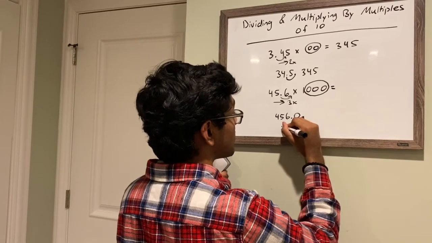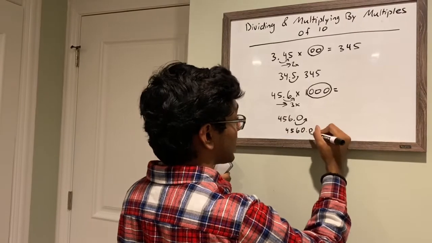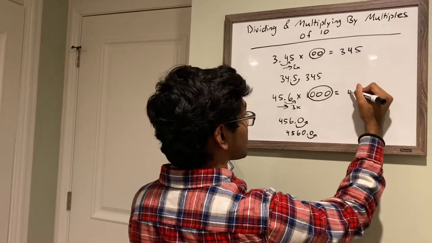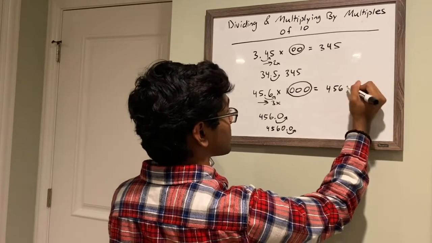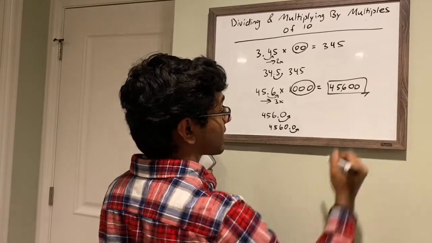So it becomes 4,560.0. And now we have to move it a third time. So it becomes 45,600. And that is our final answer. And that's how you multiply by multiples of 10.